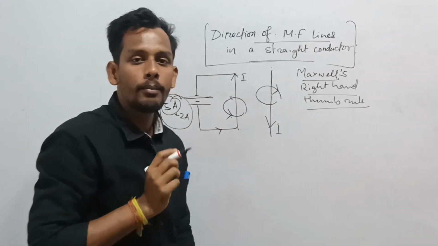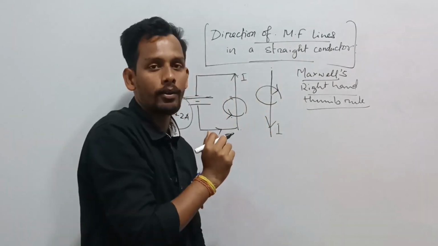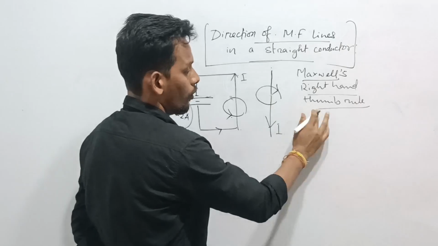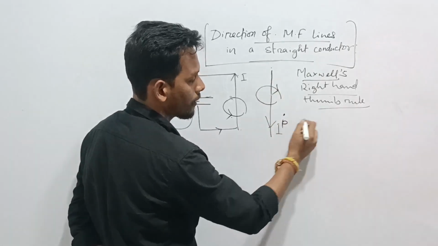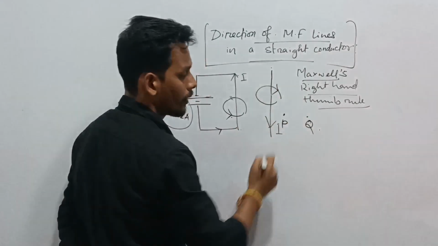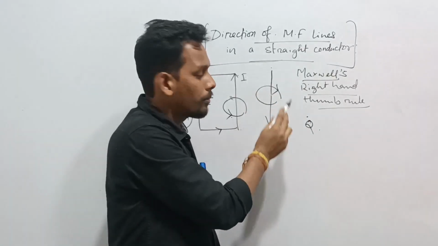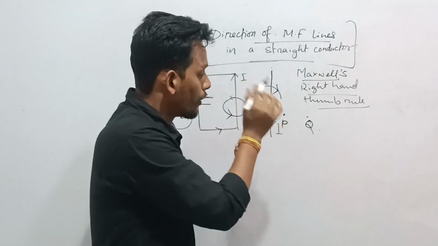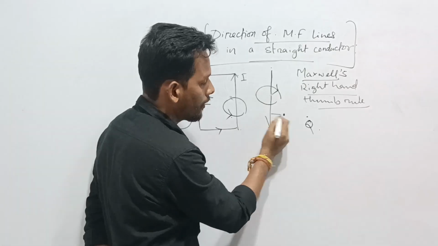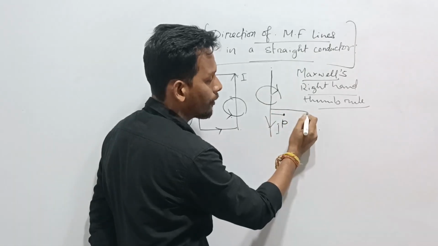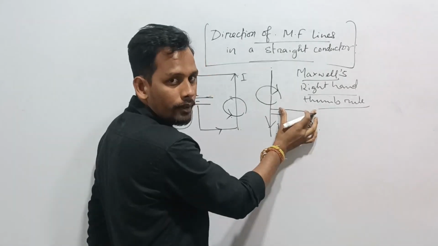Next, it is inversely proportional to the distance of the point from the conductor. Suppose here is a point. One is a point P, there is a point Q. So suppose I ask you a question. At which point will the strength of the magnetic field be more? Here the distance of point P is less as compared to the distance of point Q from the conductor. Distance is perpendicular distance.